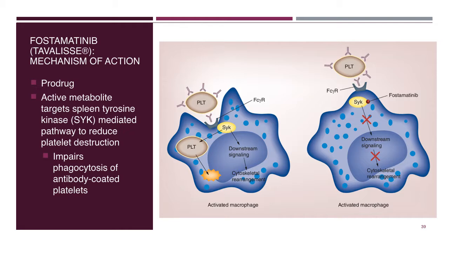Fostamatinib, as you can see on the right-hand side of the depiction, selectively binds to SYK within the phagocytes, which inhibits the downstream signaling and cytoskeletal rearrangement and prevents the phagocytosis of the antibody-coated platelet. It's because of this that the platelet is not able to be destroyed, and thus the platelets are spared, leading to an increase in platelet count.